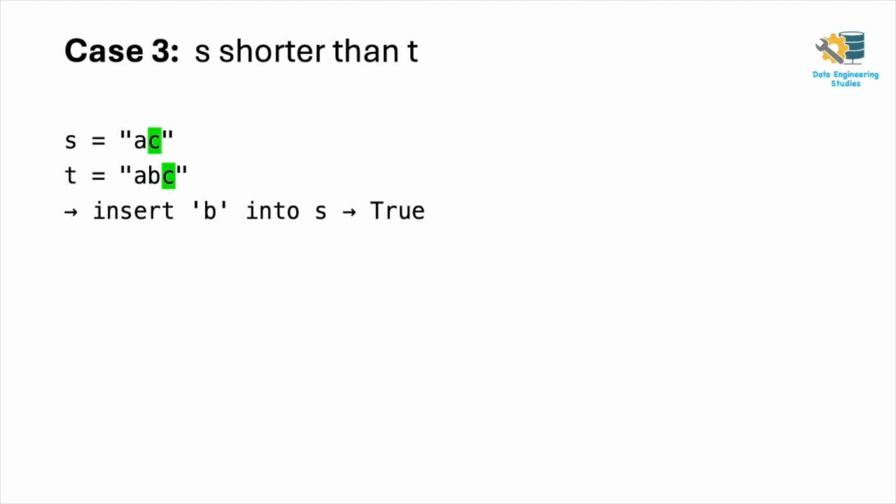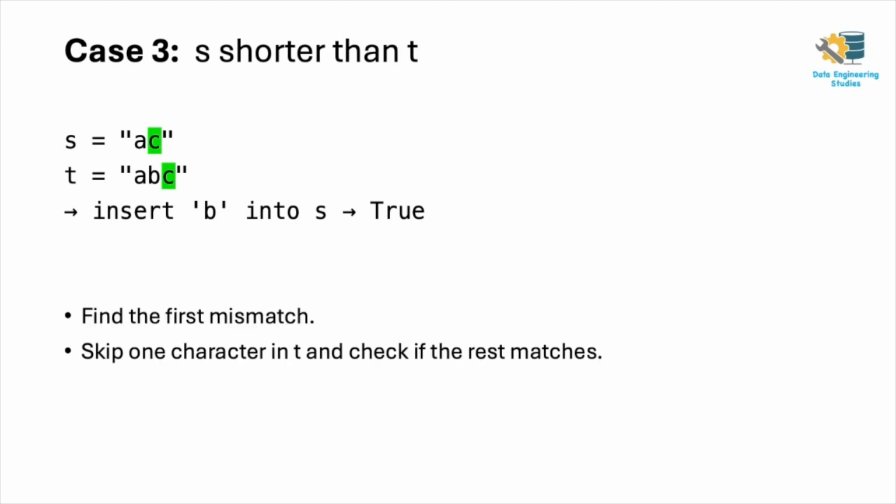In our case, in the remaining, we have only one character. Both s and t are matching. So we will return true. So the approach is find the first mismatch, skip one character in t and check if the rest matches. Return true if there is a match and return false otherwise. I hope the approach is clear. Now let's get into the implementation.